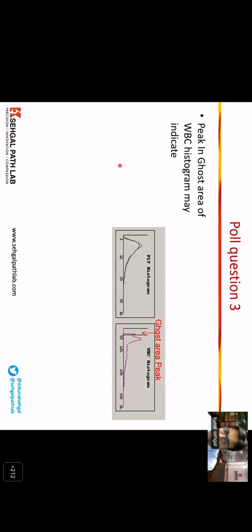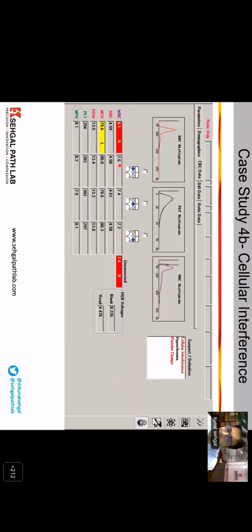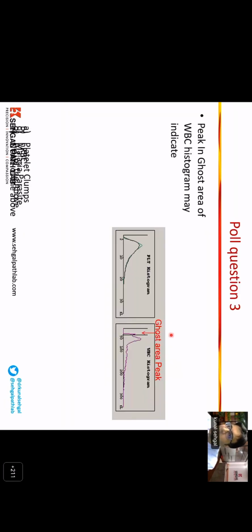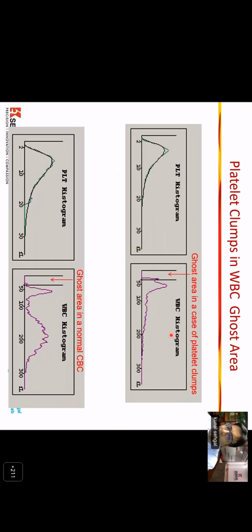So the importance was in looking at the platelet histogram. Here the platelet count was actually 294,000 and the platelet histogram was normal. You would wonder, why am I looking at the smear? The machine was right: it picked up platelet clumps because of the ghost area and the cellular interference. So subtle things in the histograms can give you a lot of information.